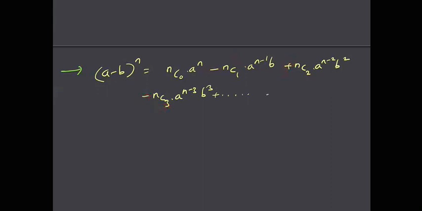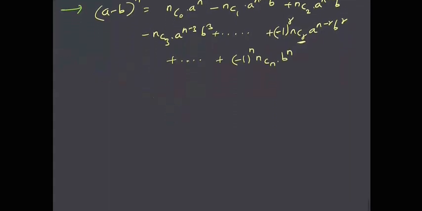So if there is nCr, then a^(n-r) b^r, what will be the sign? It will be (-1)^r, right? If r is odd, the sign will be negative. If r is even, the sign will be positive, and so on. Finally, we'll get (-1)^n nCn b^n. Okay, so this is the general expansion of (a-b)^n.